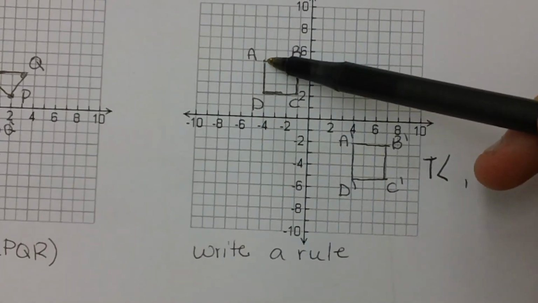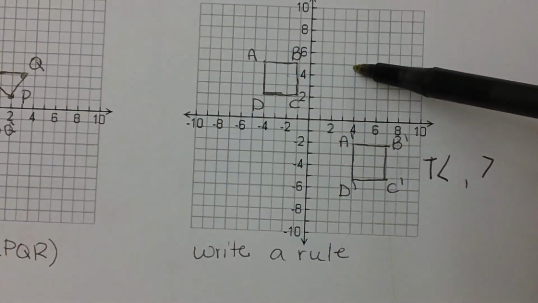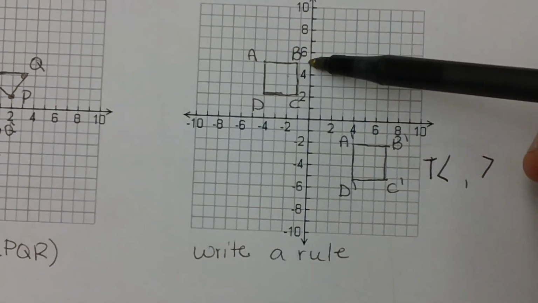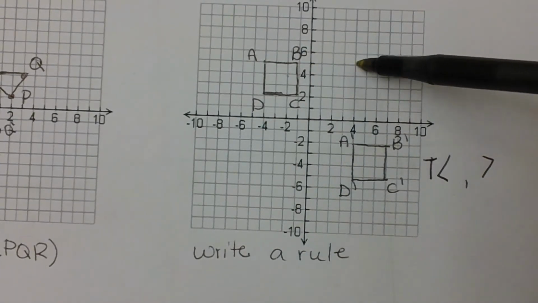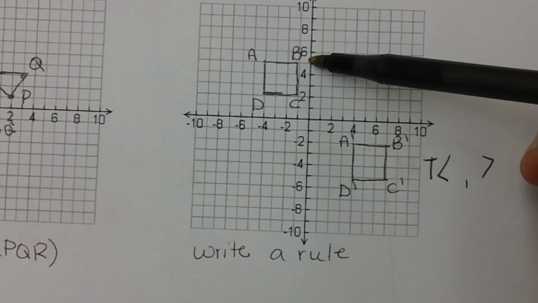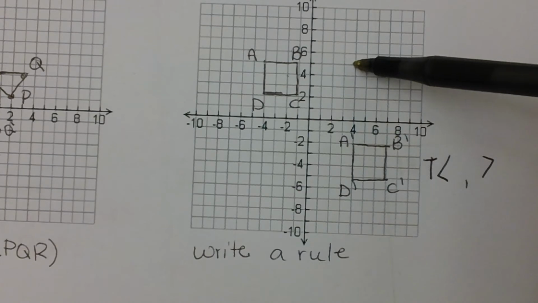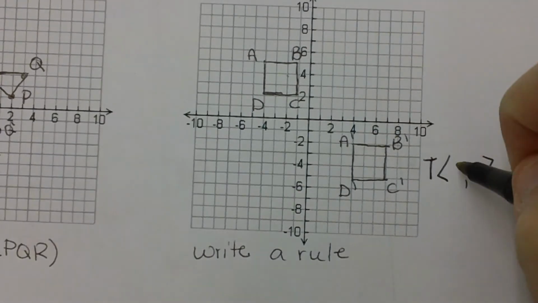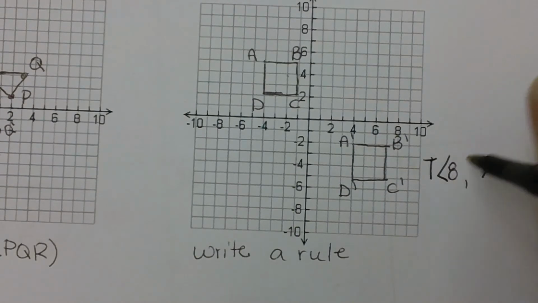Okay, so what I want to do is look from point A. So here's A. How many units am I going to go right to get to A? Let's see. 1, 2, 3, 4, 5, 6, 7, 8. Okay, so I'm going 8. Let's see if B is the same thing. 1, 2, 3, 4, 5, 6, 7, 8. Okay, so it looks like my x value is going right 8. So that's going to be a +8.